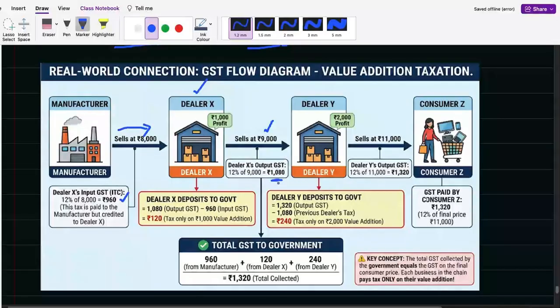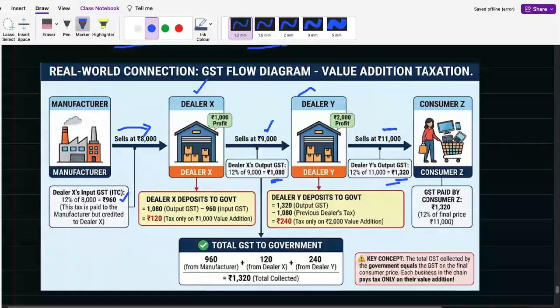So the input GST for dealer Y is 1,080, whereas the output GST for dealer X is 1,080. Understood? His output, his input. Clear? Now dealer Y is again adding 2,000 as profit and selling to the consumer at 11,000 rupees. So 12% of 11,000 is 1,320, which the consumer is paying, right?